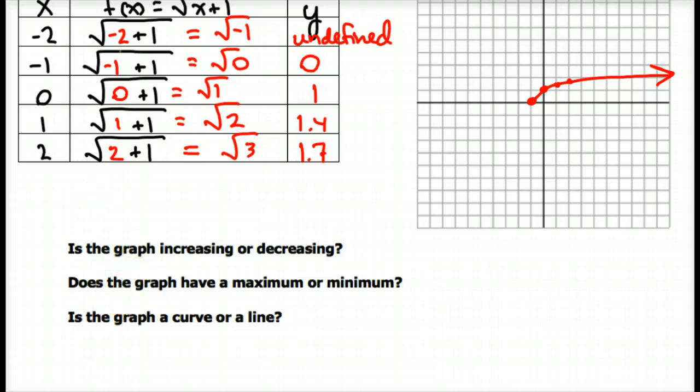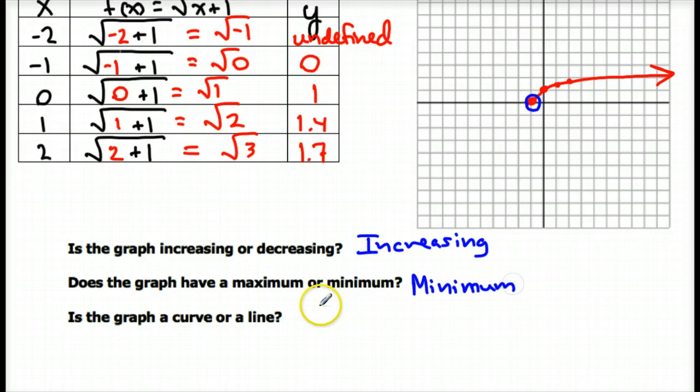To answer the questions about this graph, really quick to wrap things up, is it increasing or decreasing? The y values are going up, so we call this an increasing graph. It does have a low point. Okay, this point right here would be the lowest point in the graph, so we would say there is a minimum. And of course this graph right here is a curve, not a line.